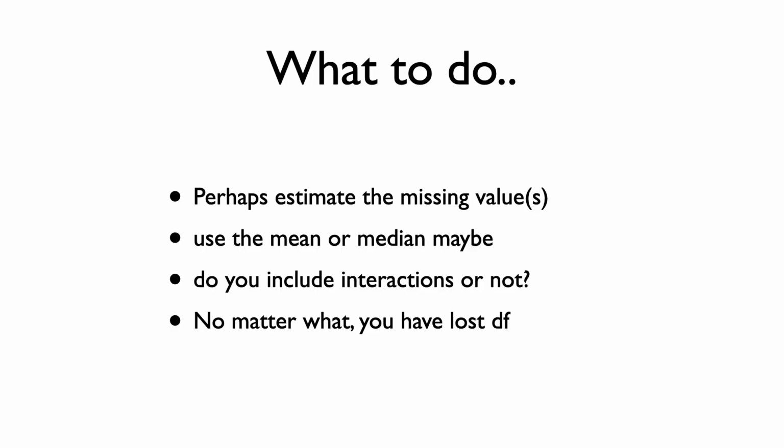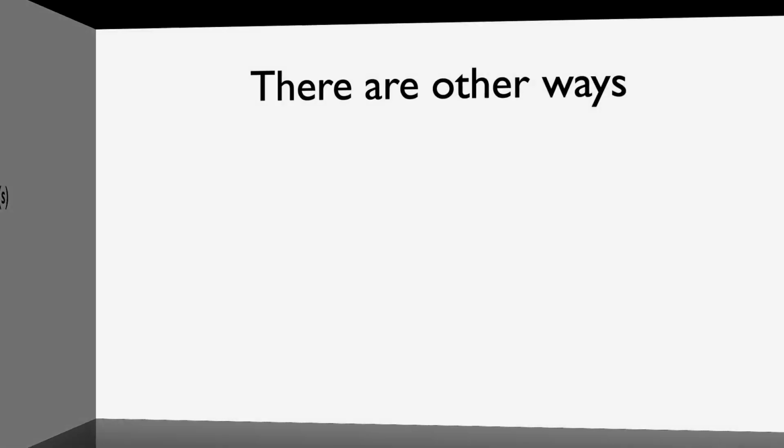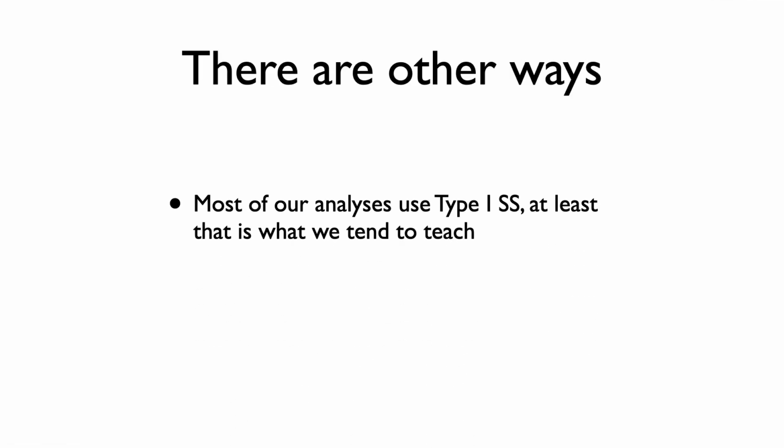So what do you do? There's other ways you can do this. Most of our analyses, this starts to get weird. Most use what are called type 1 sums of squares. And type 1 sums of squares are, in fact, the formulas I've been showing you. You know, sum of the x minus x bar.